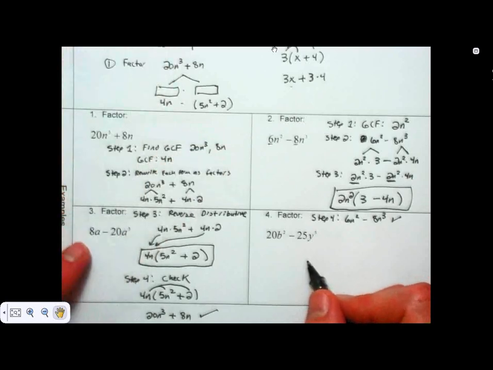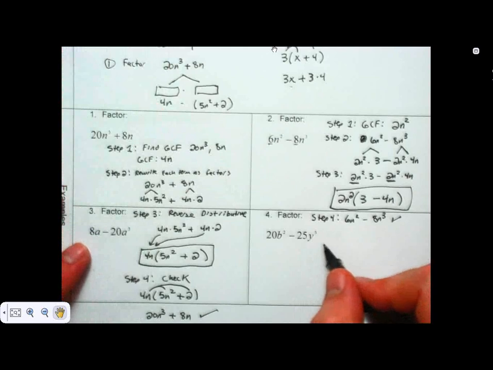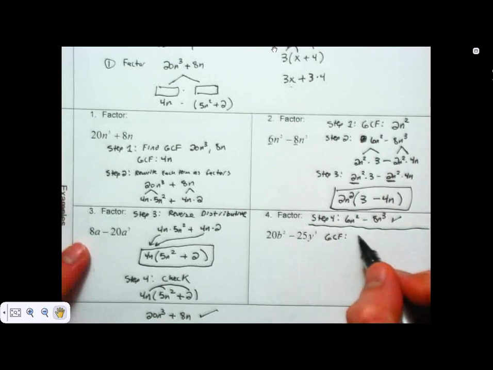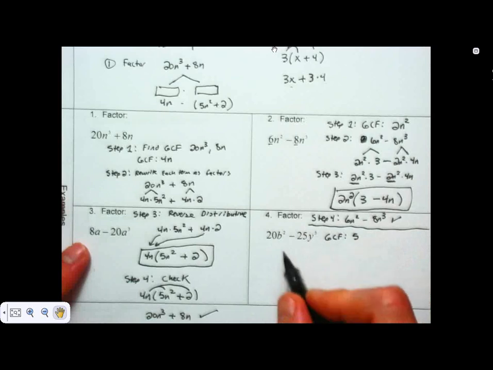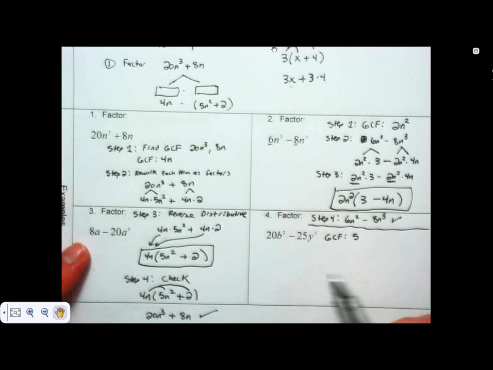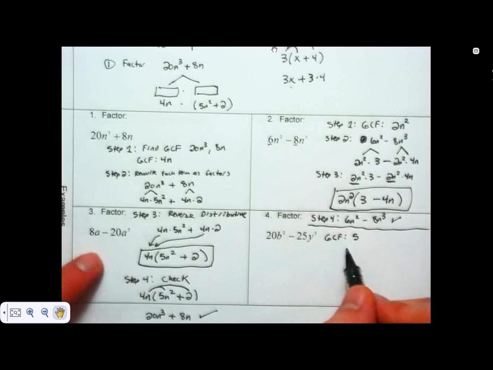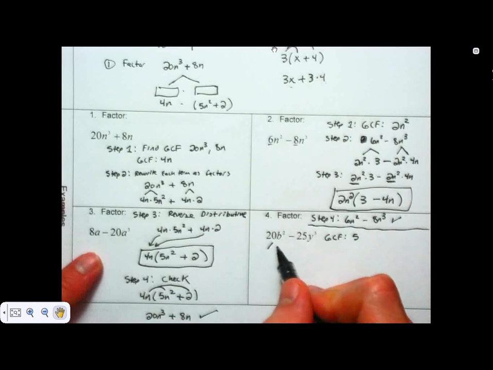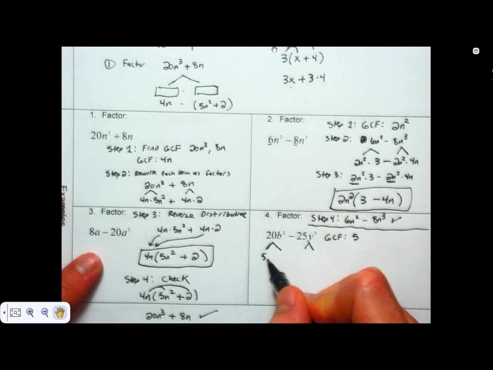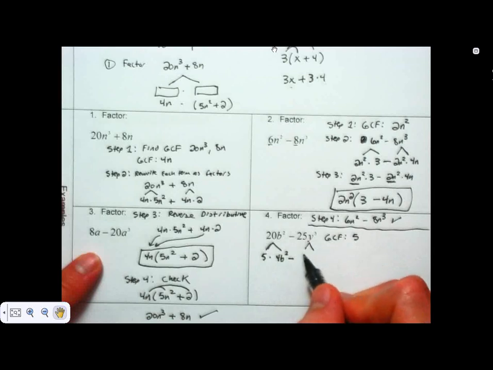Okay, so for number 4, again, the first step is we need to find that GCF. So the GCF, well, 20 and 25 is going to be 5. And then b squared and y to the third, well, those guys don't have anything in common. So my GCF is just going to be 5. So that means that I can break each one of these guys down into 5 times something. So the first one is 5 times 4b squared minus 5 times 5y to the third.